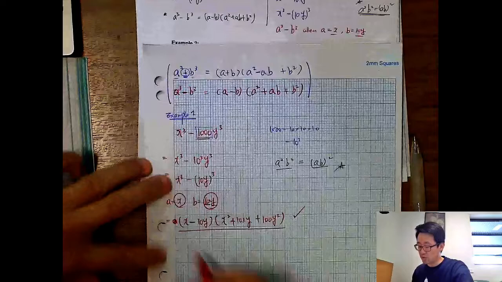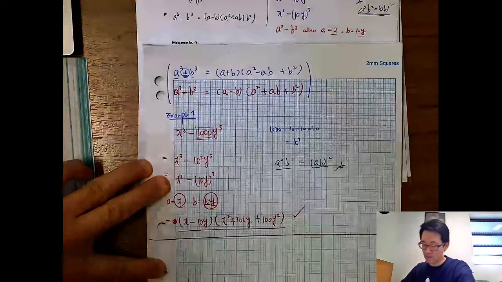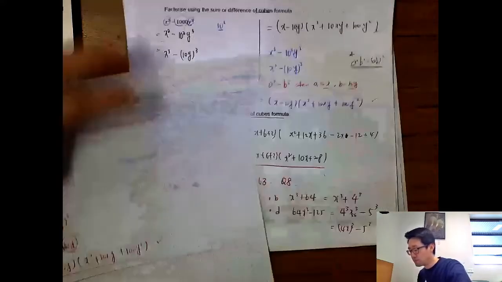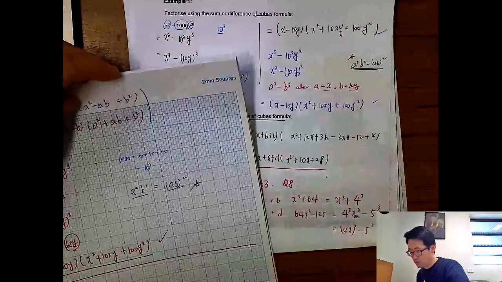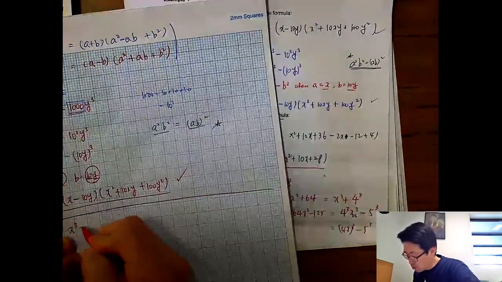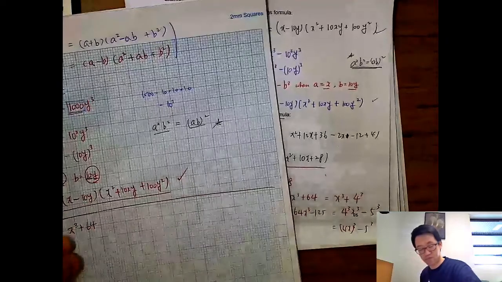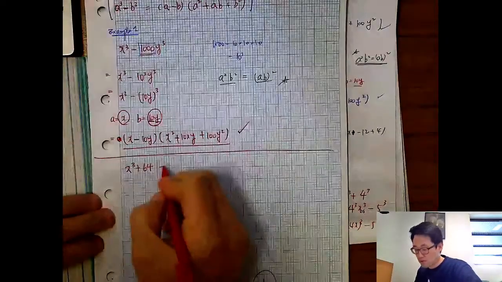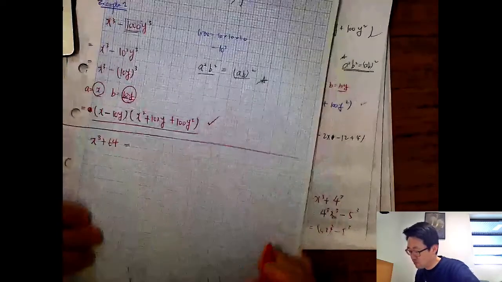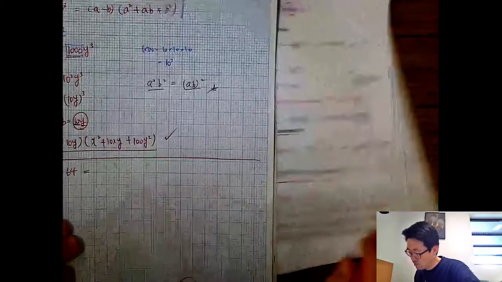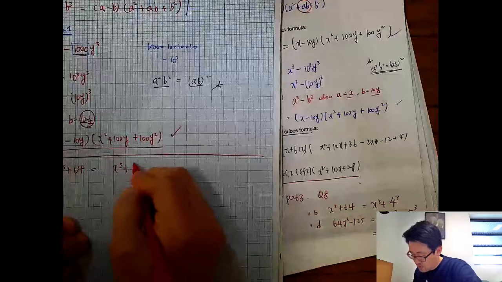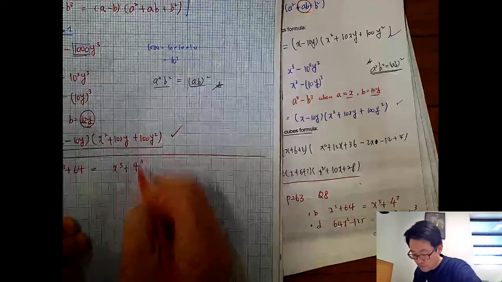So you need to be able to check that. You should probably practice a couple more questions. I'll give you more at the end. Let's do that. Can you do x cubed plus 64? Okay, can you do that? You should get x cubed plus 4 cubed.